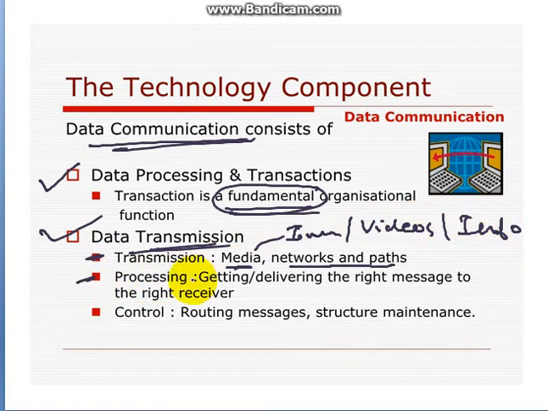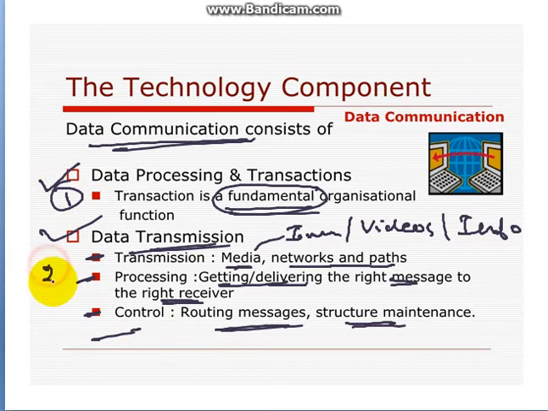Here there is processing, getting or delivering the right messages to the right receiver, and controlling of data, like routing the messages, structuring and maintaining the messages, maintaining everything. So basically, the technology component has data processing and transactions, and second, data transmission.